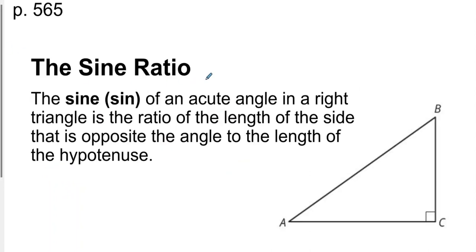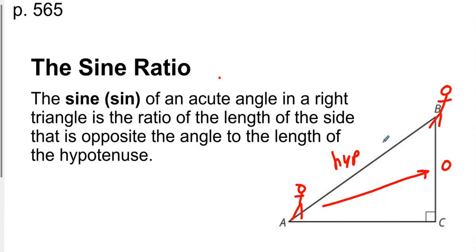The sine ratio of an acute angle in a right triangle is the ratio of the length of the opposite side to the length of the hypotenuse. If I'm standing here as my reference angle, my opposite side is the same opposite as if I had tangent, and for hypotenuse, there's only one hypotenuse. It doesn't matter if I'm here or here. Hypotenuse is always hypotenuse. Opposite and adjacent would switch depending on my position, my reference angle.